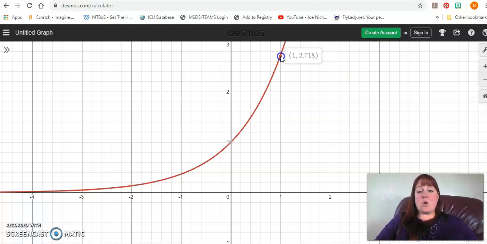So that's what's so cool about e, and if you just notice, it's just an exponential function. It's no different than any other exponential functions we've been dealing with. It's just an exponential function with a base of 2.718 instead of other numbers.